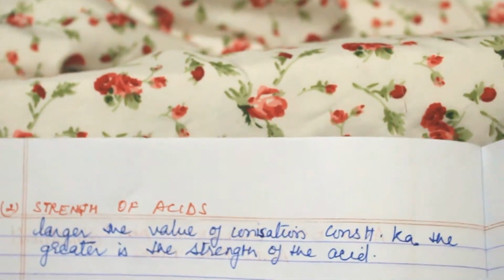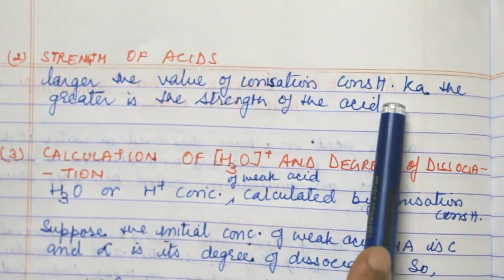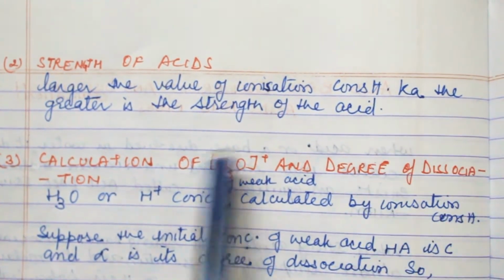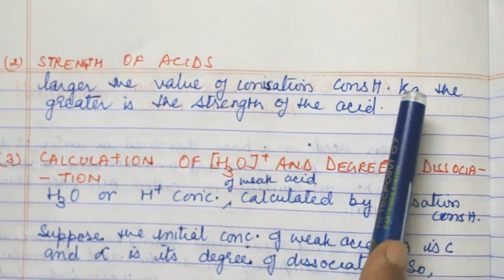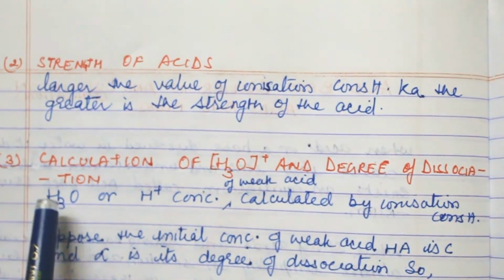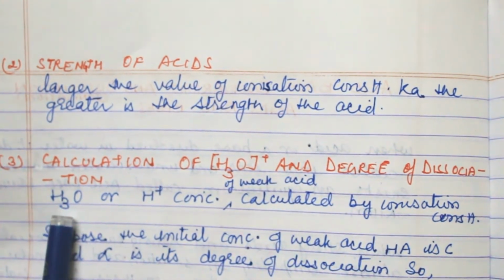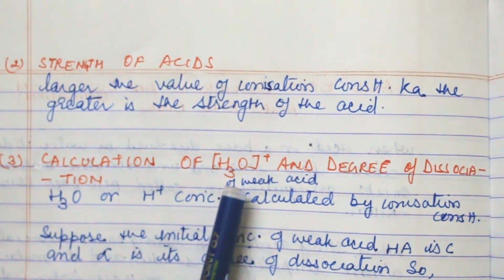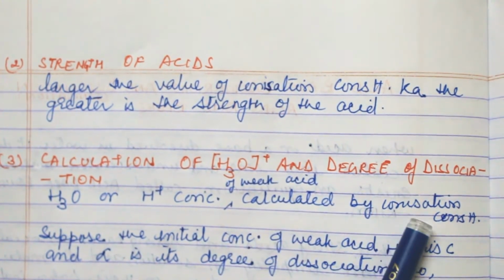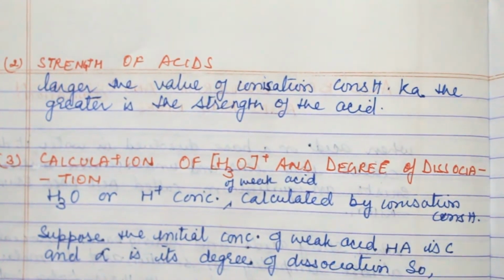Now, strength of acid: the larger the value of the ionization constant, that is Ka, the greater is the strength of the acid. Ka decides the strength of the acid. Now calculation of hydronium and degree of dissociation. Here the hydronium or H ion concentration of a weak acid is calculated by the ionization constant, that is Ka.